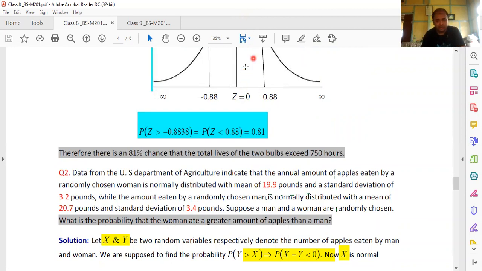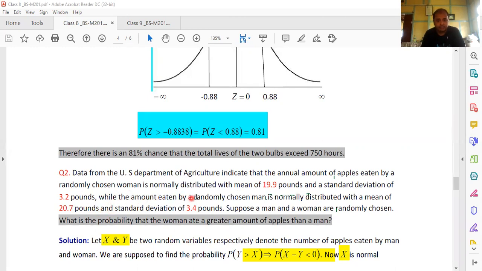Now another problem which I'm trying to explain. I'll move a little bit faster, because you have already got the hint of what to do and how to do. I'm just reading it out. Data from the US Department of Agriculture indicate that the annual amount of apples eaten by randomly chosen women is normally distributed with a mean of 19.9 pounds and standard deviation of 3.2 pounds.